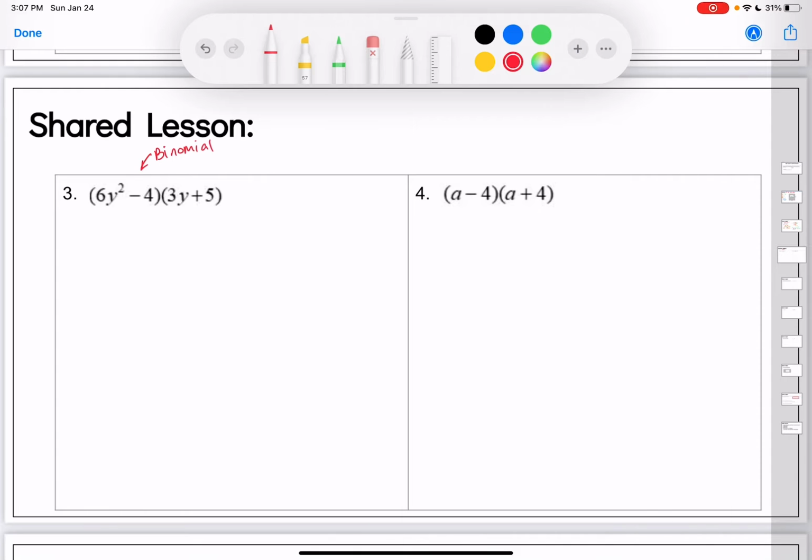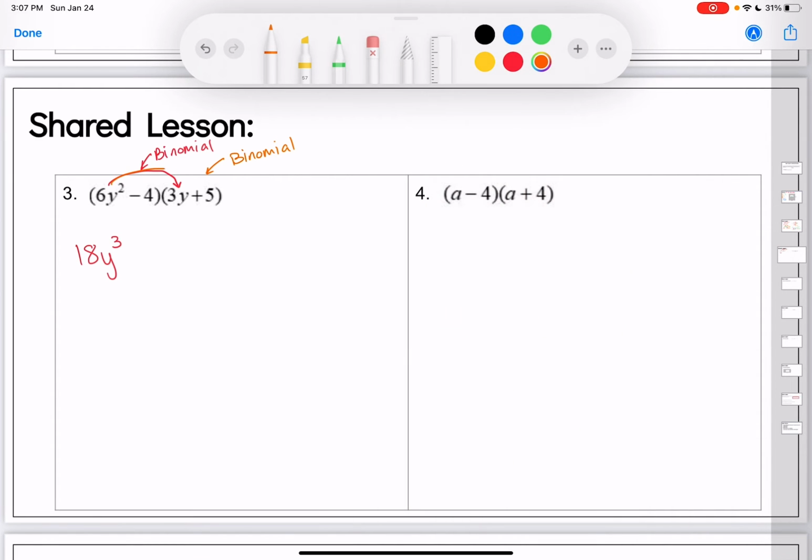Okay, so now let's just see, here I have a binomial times a binomial. I will be honest with you, this is the most common polynomial multiplying you will see. A binomial times a binomial, okay? But it's exactly the same as what you've been doing. Take that first term and distribute it to everything in the second parentheses. So 6y squared times 3y gives me 18y to the third.